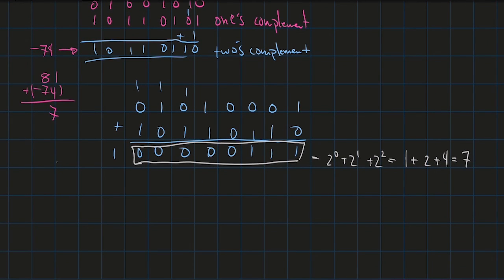So as we see, 81 plus negative 74 is equal to 7.